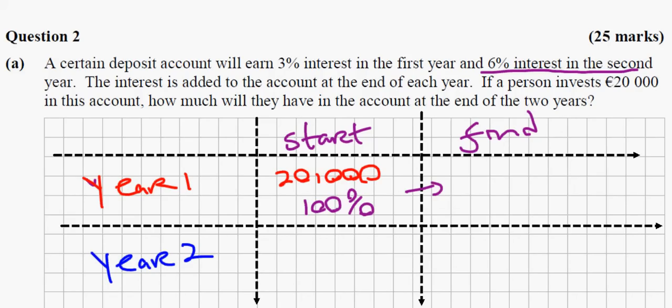Okay, €20,000 is 100% at the start of year 1. We're going to make it bigger. We're going to turn 100%, add on 3%, and turn it into 103%.